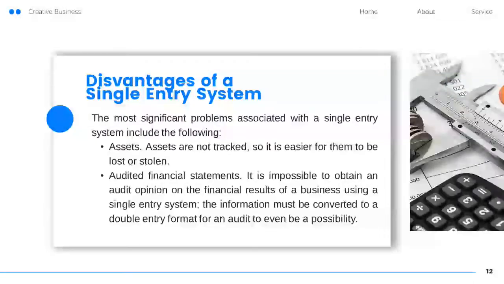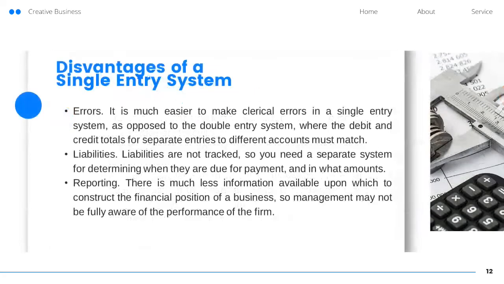For the disadvantages, the most significant problems associated with a single entry system include the following. Assets. Assets are not tracked, so it is easier for them to be lost or stolen. Audited financial statements. It is impossible to obtain an audit opinion on the financial results of a business using a single entry system. The information must be converted to a double entry format for an audit to be a possibility. Errors. It is much easier to make clerical errors in a single entry system as opposed to the double entry system, where the debit and credit totals per separate entries to different accounts must match.